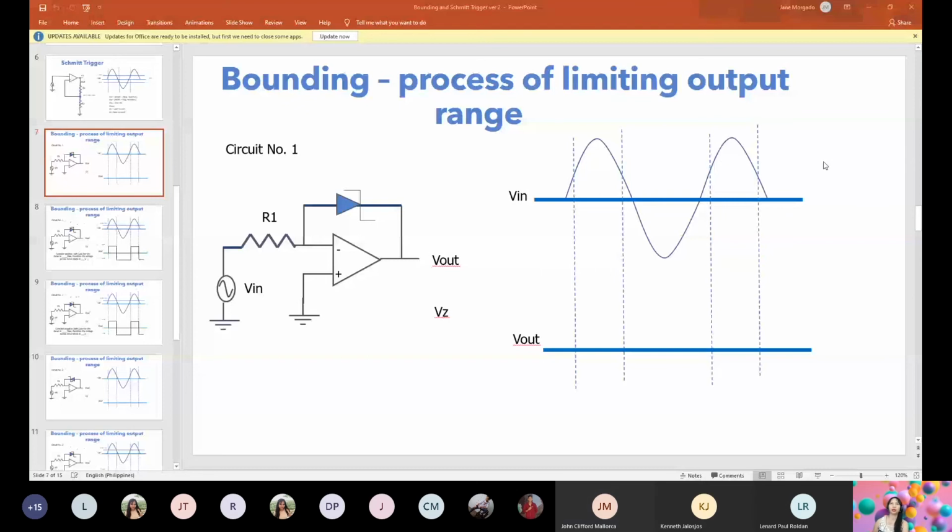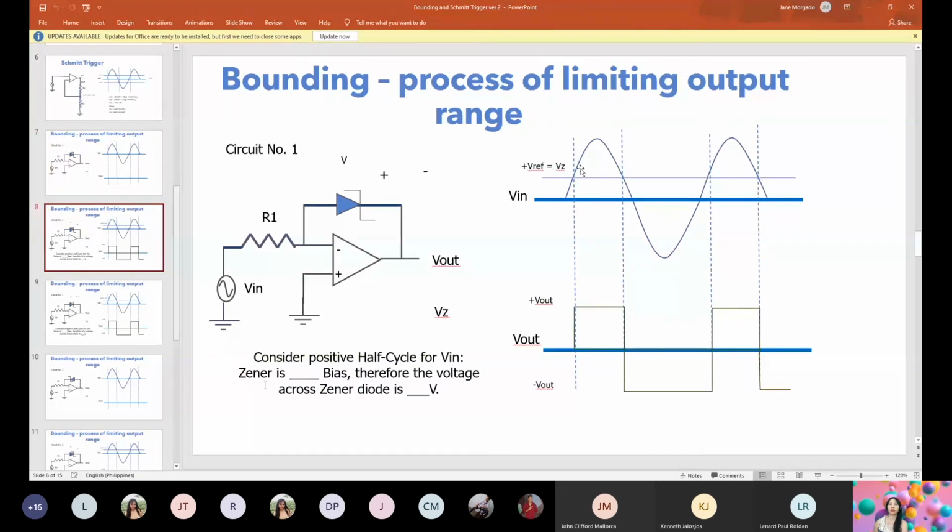With bounding, the circuit is just like the usual circuit, except that your feedback is a Zener diode. Instead of a resistor here, we have a Zener diode. We have three variations for bounding. Here we have a Zener diode connected this way, wherein the cathode is connected to Vout and the anode is connected to the inverting input.